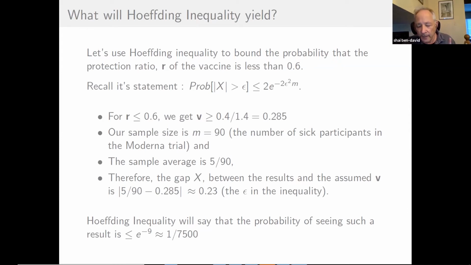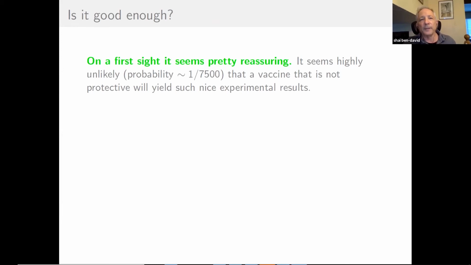effective. Still, it's not the end of the story. Why is it not the end of the story? On first sight, it seems pretty reassuring.